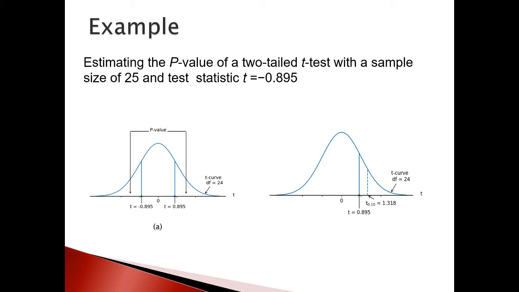The areas to the left of negative 0.895 and to the right of 0.895 are equal. And we need one t value, that is t 0.10 equals 1.318, the smallest value. So therefore the area under the t curve that lies to the right of 0.895 is greater than 0.10, which we can see from figure B.